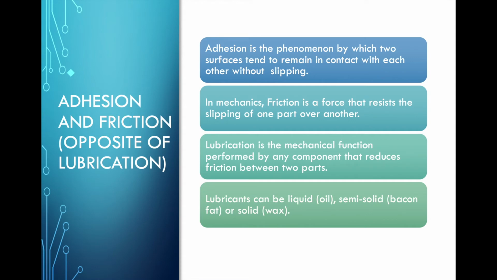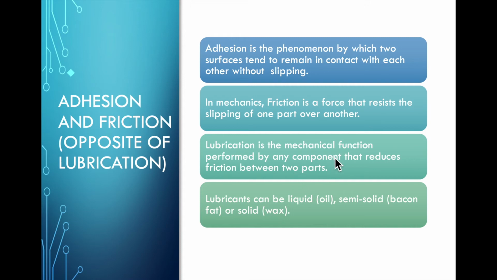Then we have adhesion and friction, which I said is the opposite of lubrication. Adhesion is the phenomenon by which 2 surfaces tend to remain in contact with each other without slipping. In mechanics, friction is a force that resists the slipping of one part over another. If you have shoes on, the sole is made of rubber, you try to slide, you can't, right? Even if you try to slide on ceramics or wood or anything, you can't, because there is friction and there is adhesion. So the surfaces are in contact, they don't want to slip, and there's a force that's preventing you from slipping.